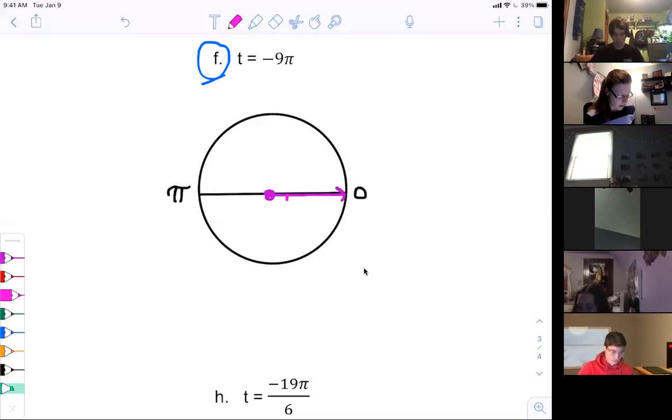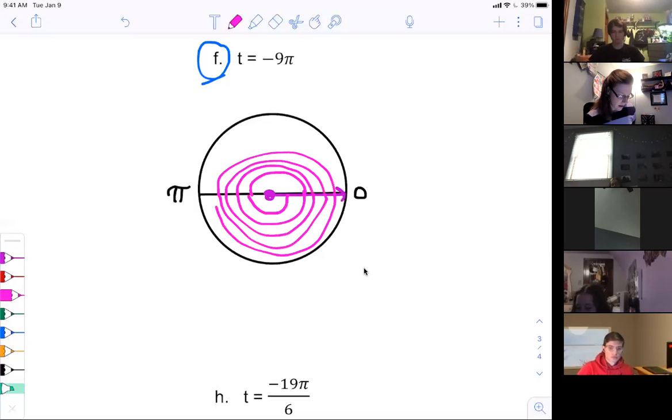So if I go clockwise underneath, there's 1 pi, and then all the way around is 2 pi. So I just need to keep going. 3 pi, 4 pi, 5 pi, 6 pi, 7 pi, 8 pi. And then I need to get to negative 9. So the negative tells you the direction, and then the 9 is really the number of times you're rotating around. So notice that that location is on the negative x-axis.